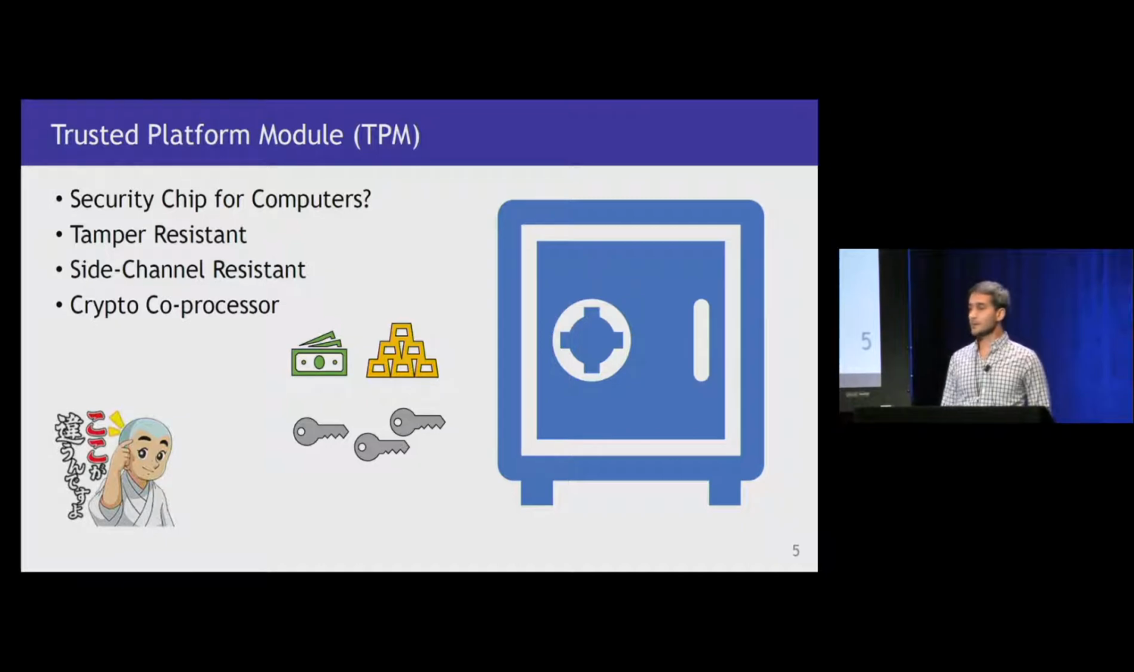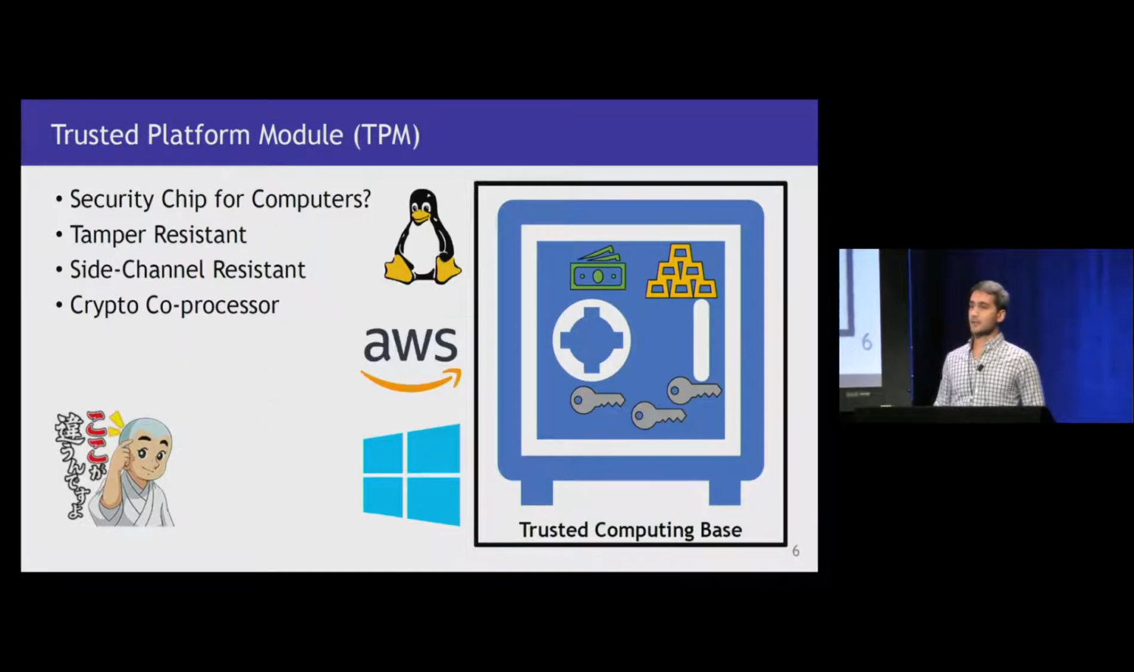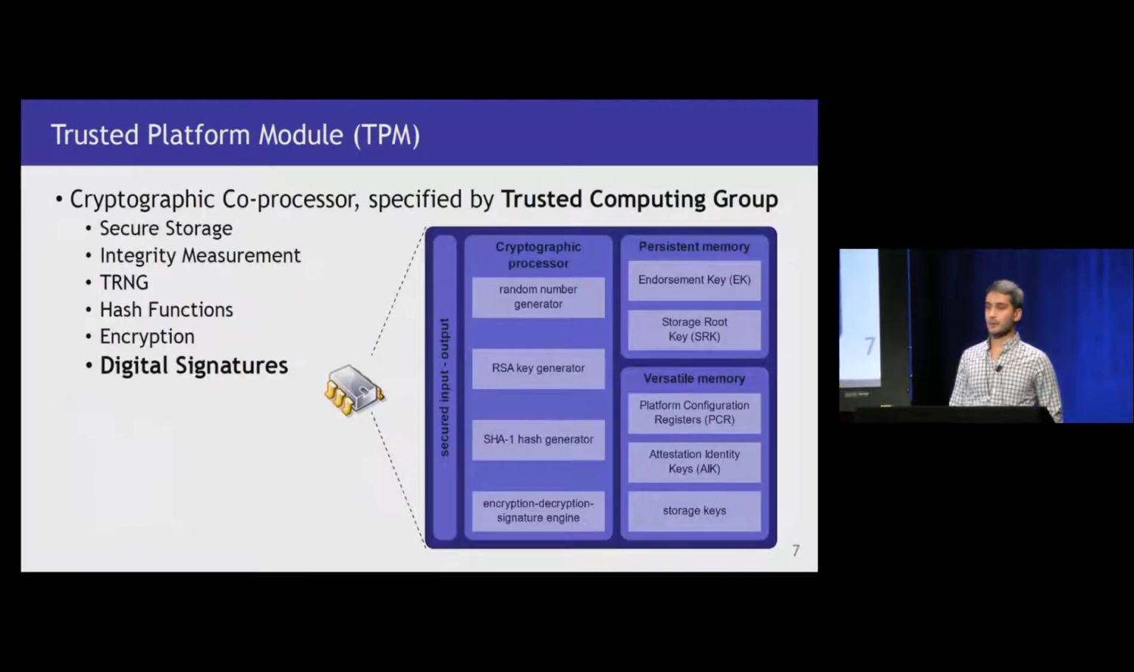These TPMs are embedded into your computer, into your laptop. They are supposed to be tamper-resistant and side-channel resistant, and they provide some cryptographic functionalities. So you can basically narrow the root of trust, put your cryptographic keys inside this box, and then keep everybody outside of this trusted computing-based root of trust. So with that, we expect lots of cryptographic functionalities here.